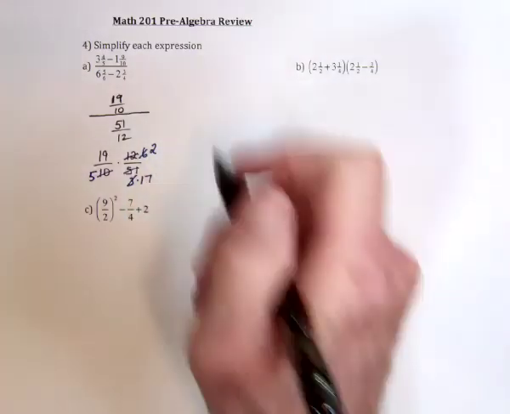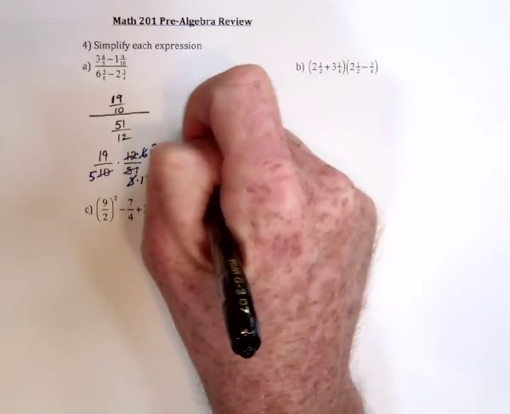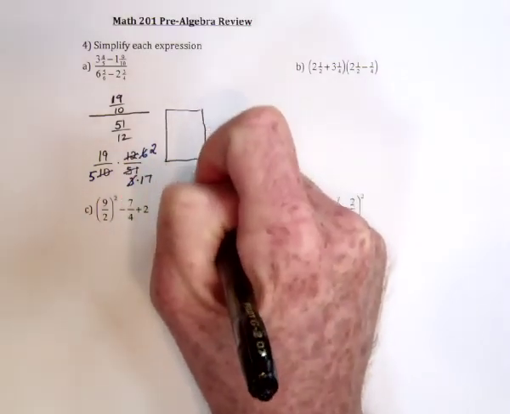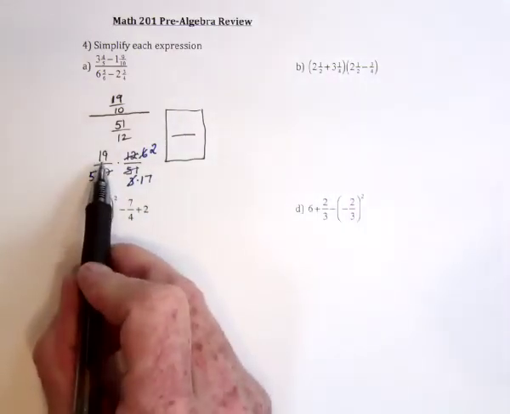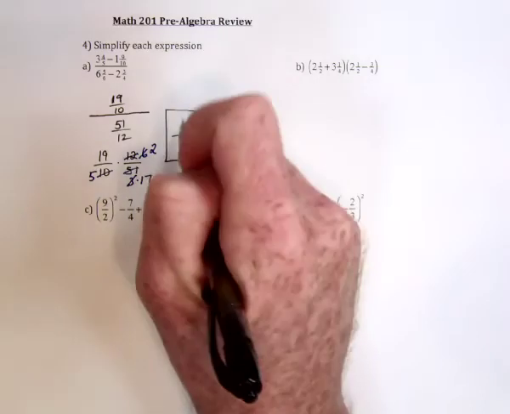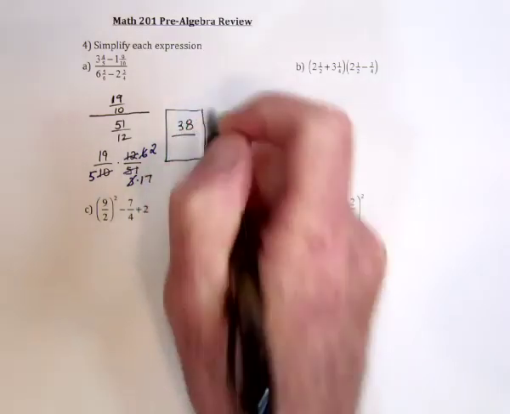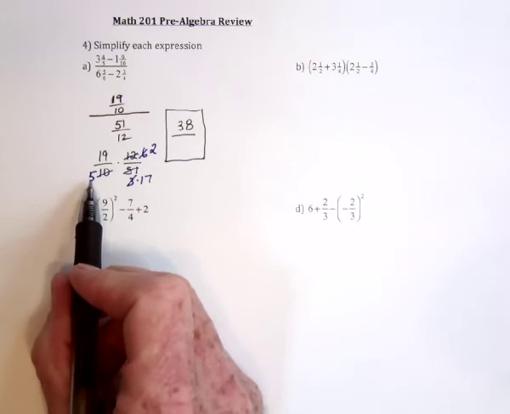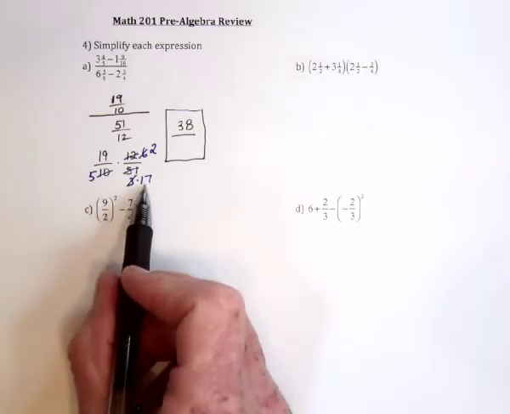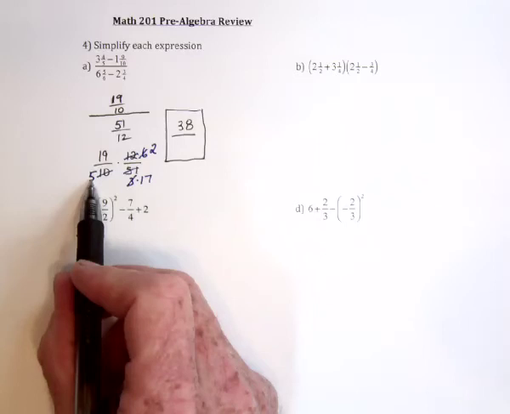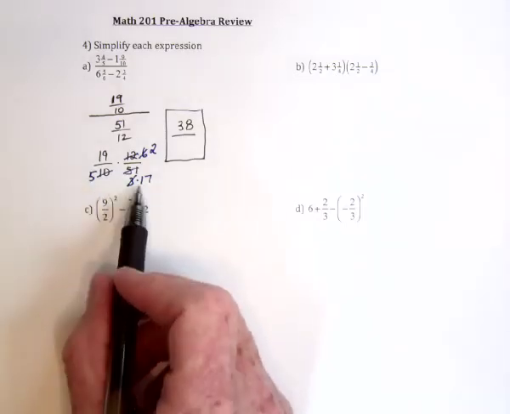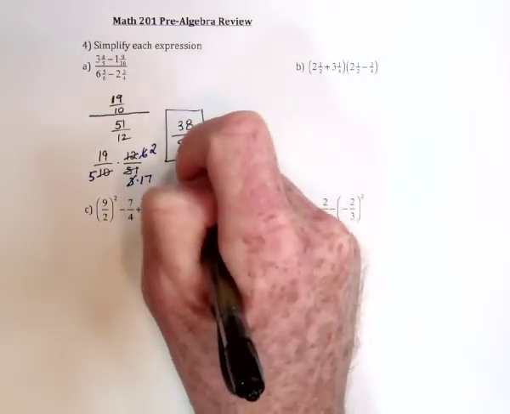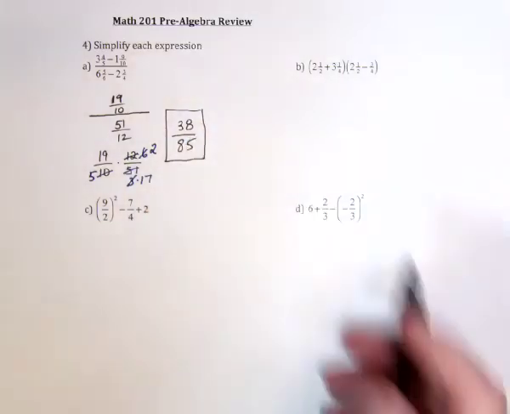So let's see. My final answer here is going to be, on the top there is a 19 and a 2. That is 38. On the bottom, everything canceled except for this 5 and this 17. So let's see, a 5 times 7 is 35, and a 5 times the 10 part is a 50. So a 50 and a 35 is 85. On to the next one.